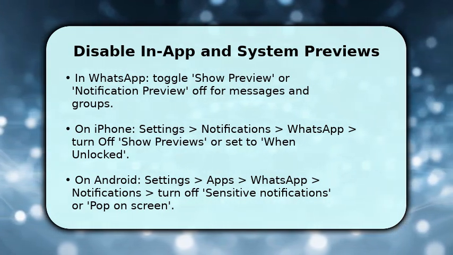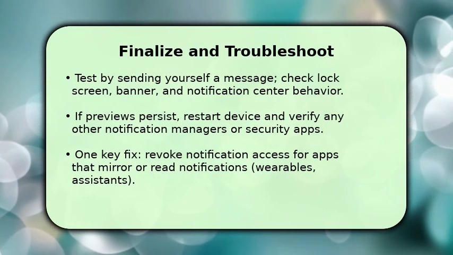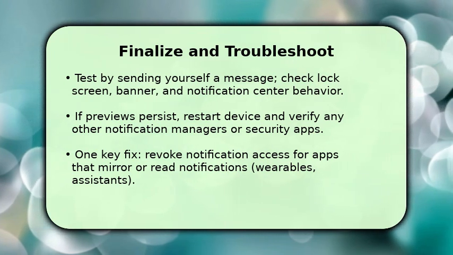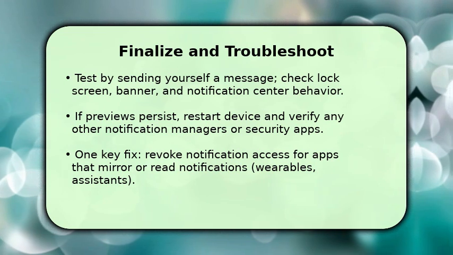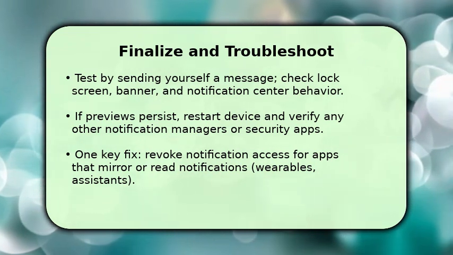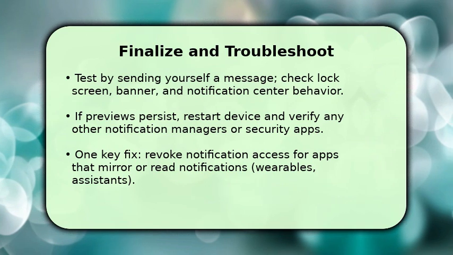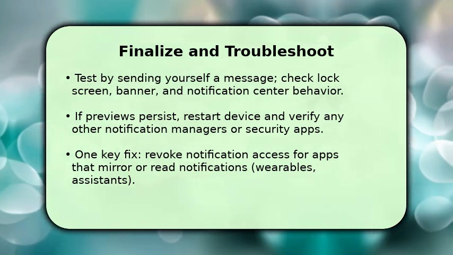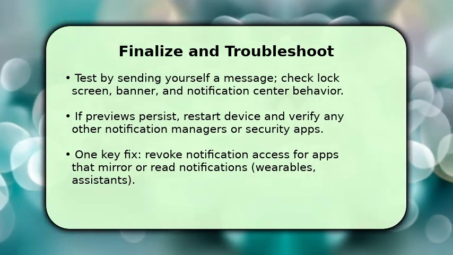Send a message from another account and watch lock screen, banners, and notification center. If you still see previews, restart the phone and recheck settings because OS caching can keep old behavior. Make sure any wearables, assistant apps, or notification management tools don't have access. They can mirror content even after you disable previews. If problems persist, temporarily revoke notification access for those apps and rerun the test. That single step resolves most lingering preview leaks.